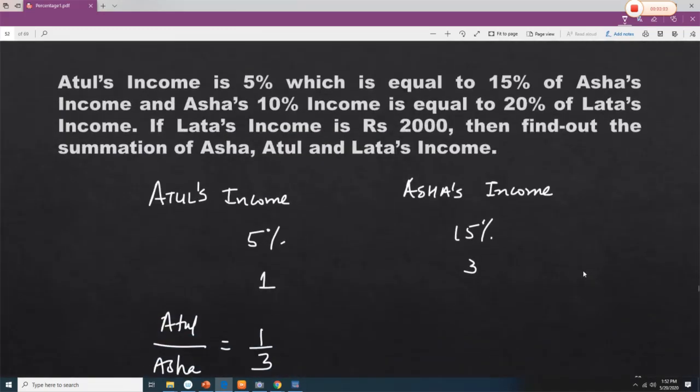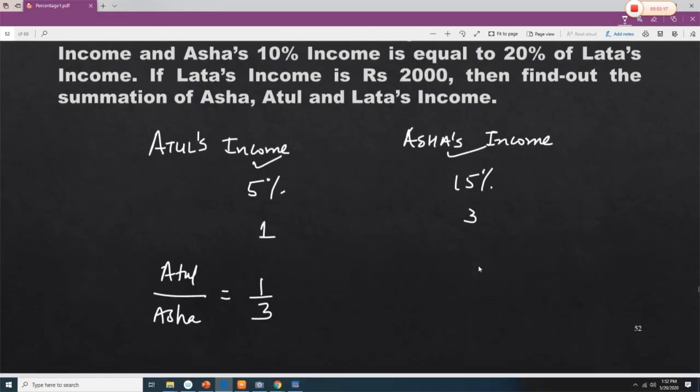Atul's income 5% is equal to 15% of Asa's income. So Atul's income is 5%, Asa's income is 15%. And Asa's 10% income is equal to 20% of Lata's income. So first we will see the ratio between Atul and Asa. So it is 5:15. It means you can write 1:3 because 5 divided by 5 and 15 divided by 5. So Atul's income and Asa's income is 1:3.